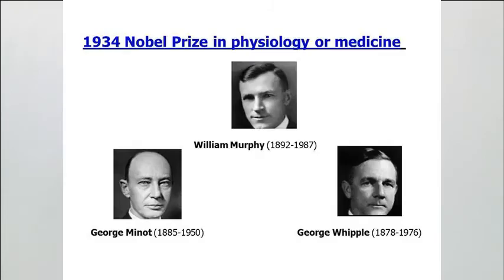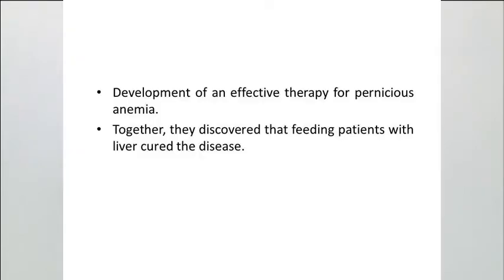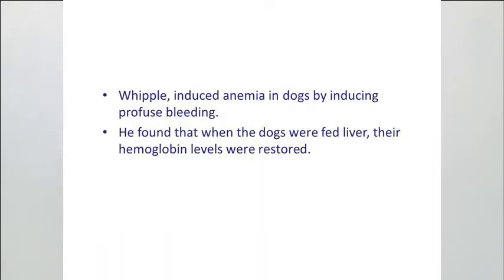In 1934, the Nobel Award was given in physiology or medicine to three scientists: George Minot, William Murphy and George Whipple. And they got this prize for developing an effective therapy for pernicious anemia. Together they discovered that feeding patients with liver cured the disease. Whipple especially induced anemia in dogs by inducing profuse bleeding, and he found that when the dogs were fed liver, their hemoglobin levels were restored.